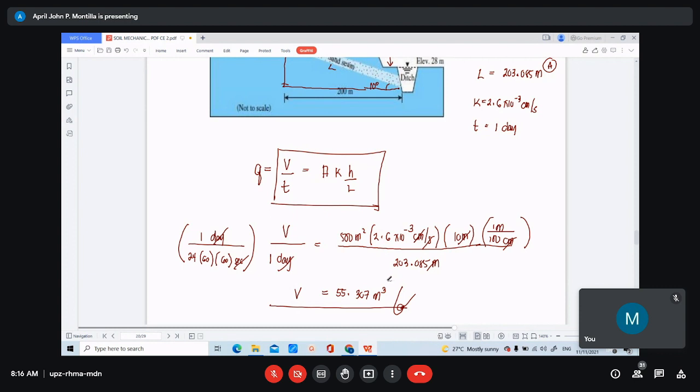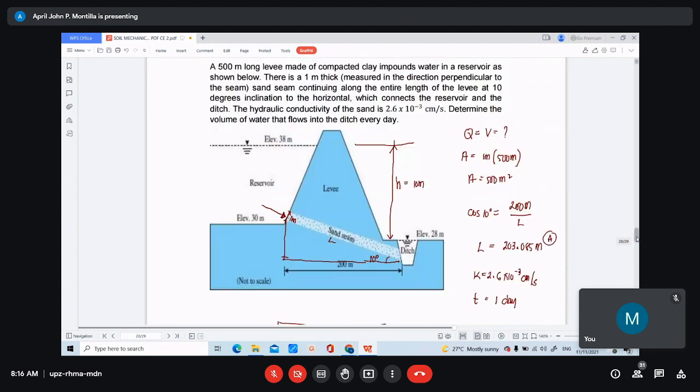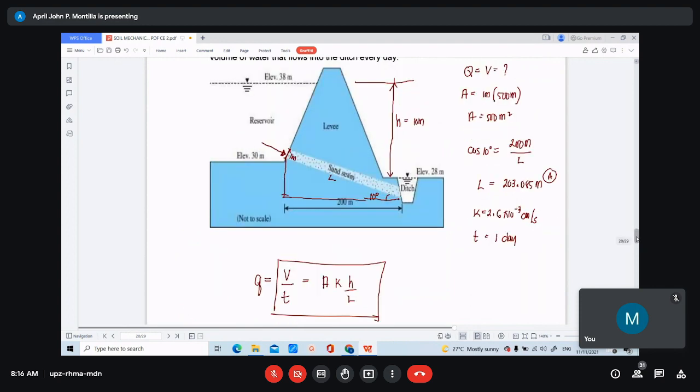Same lang po, sir. Okay, no? So, madali lang siya. Pansinin, direct substitution. Ang mahirap lang yung pag-analyze ng bawat parameters. Pag nag-iba na yung figure, mag-iiba rin yung analysis. Kaya intindihin nyo yung problem tsaka yung figure. Okay, let's have another one.